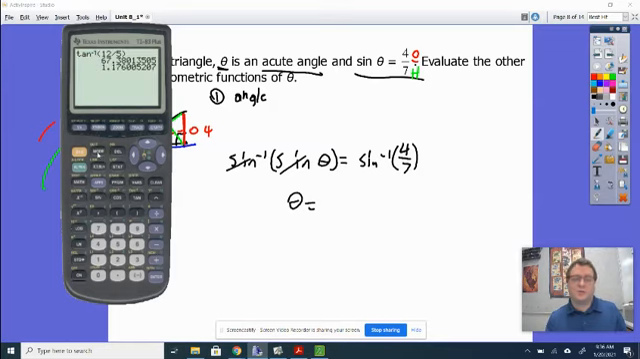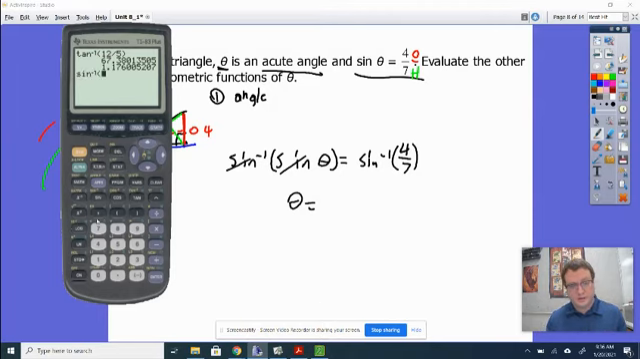A student asked me today, and it's a really good question: should I just leave it as 4 over 7, or should I figure out what 4 over 7 is and put that in? Leave it as 4 over 7. If you don't leave it as 4 over 7 and you round, a 0.1 difference can be a 10-degree difference. It's a huge difference. So we want to make sure we're using the most exact answer possible. So just leave it as 4 over 7.